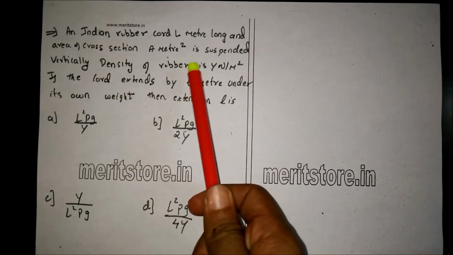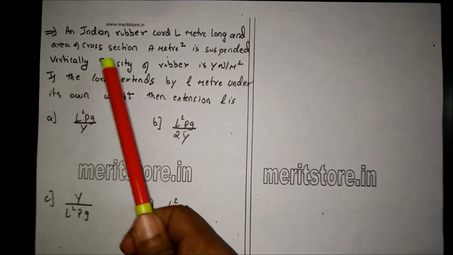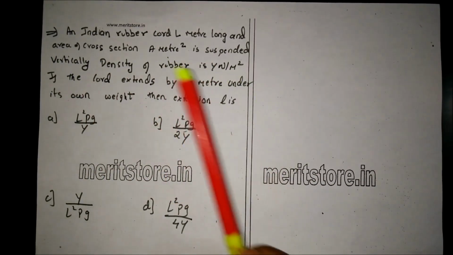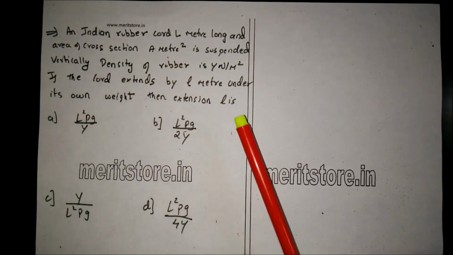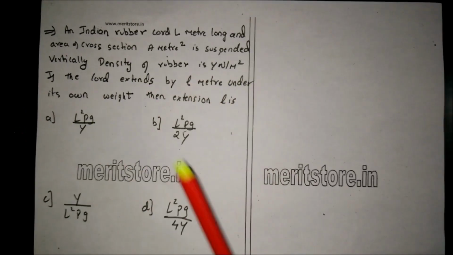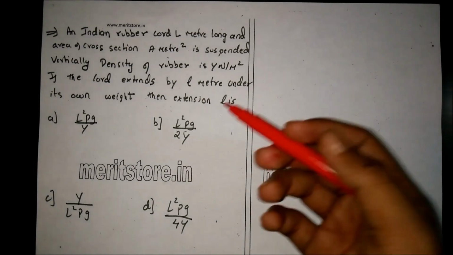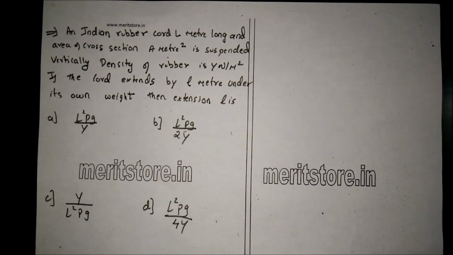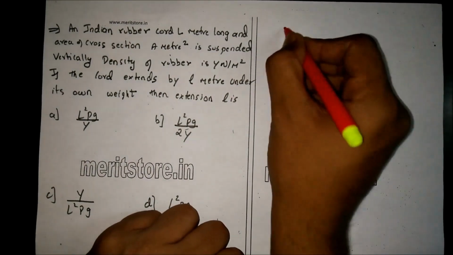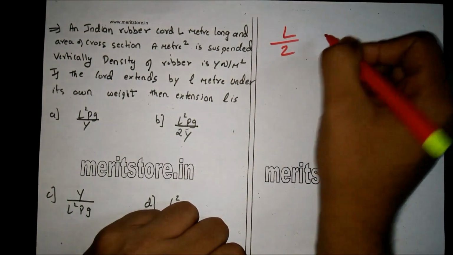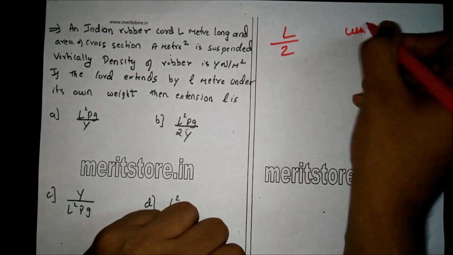Indian rubber cord L meter long and area of cross section A meter square is suspended vertically. Density of rubber is rho, Young's modulus is Y Newton per meter square. If the cord extends by l meter under its own weight, then extension l is, here are the options. Now for considering the extension, we consider half the length, which is L by 2, because the weight acts through the center of gravity.